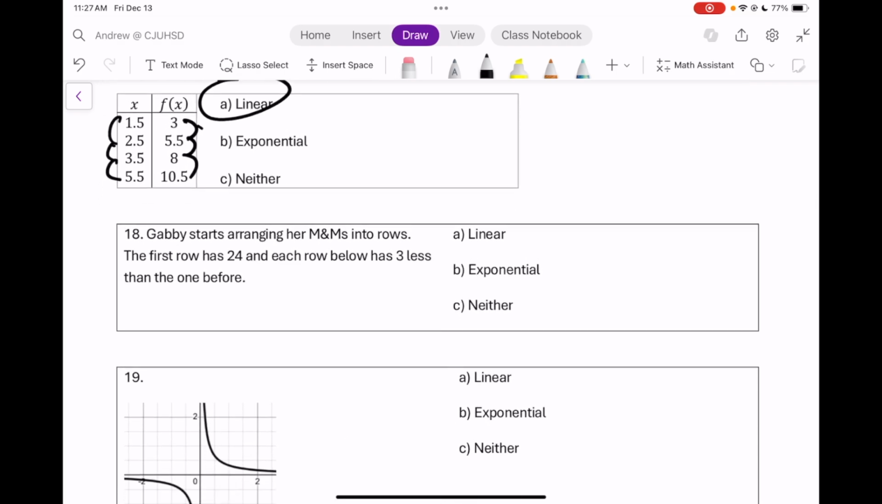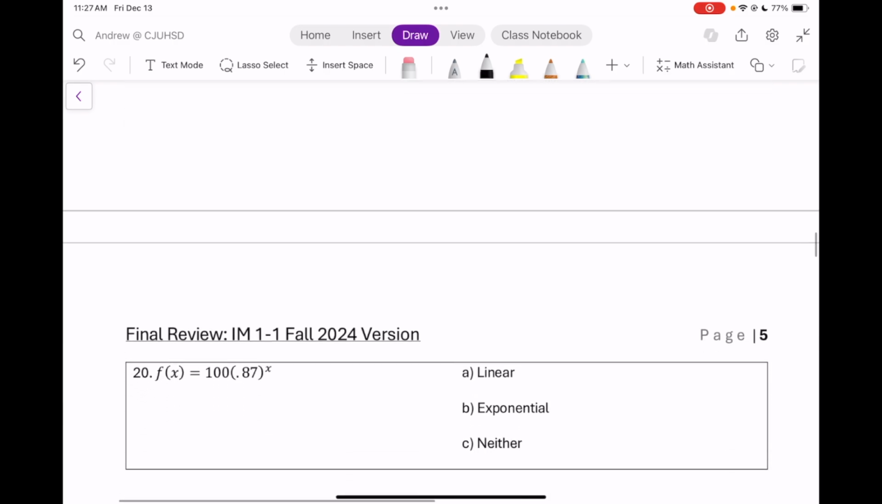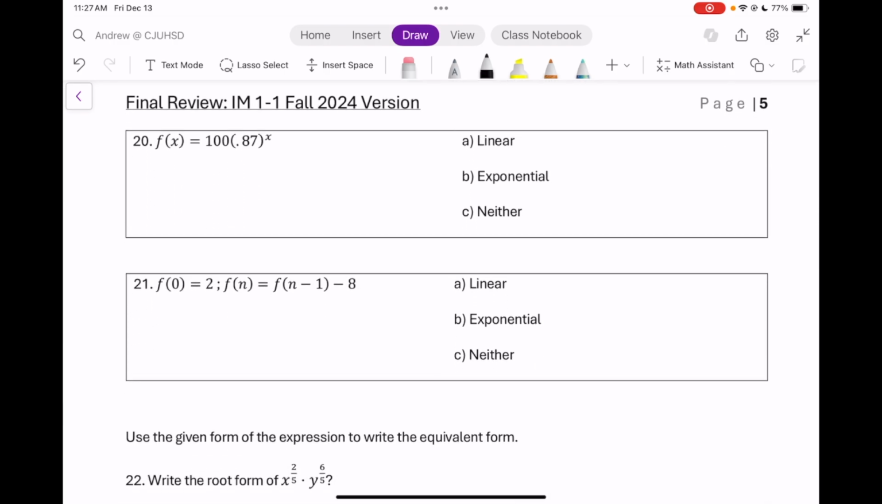Number 18, Gabby starts arranging her M&Ms into rows. The first row has 24, and each row below has 3 less than the one before. There's a common difference, -3, and so this will be linear as well. This one is a neither. It's not linear or exponential. 20 is clearly exponential. It has the correct format. And this is a recursive equation of something that, because we're subtracting 8 each time, is linear.